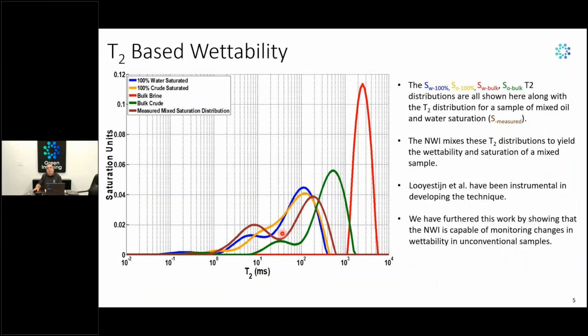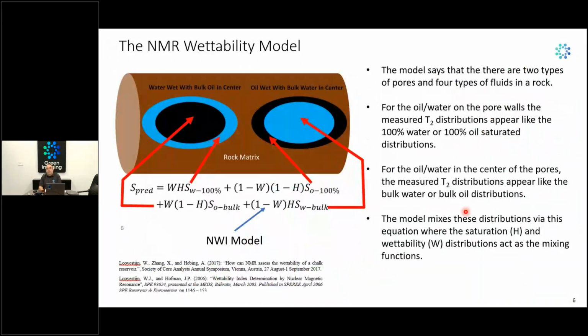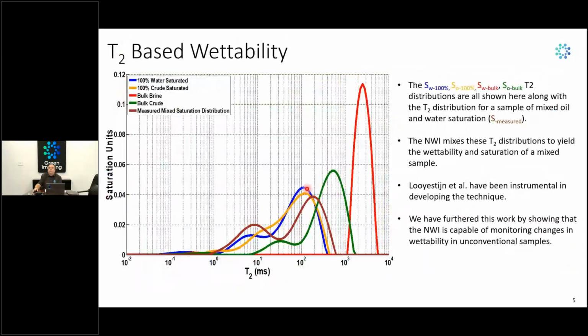And I just want to be abundantly clear right here from the beginning. We didn't develop this T2 wettability measurement. It was Looyestijn and his co-workers who were instrumental in developing this technique. All we've done is further this work and show that his technique is capable of monitoring the change in wettability for unconventional samples. So I'm now going to spend several slides trying to explain this NMR wettability model and how we mix these T2 distributions, the blue, the yellow, the green, and the red, together to get the black.